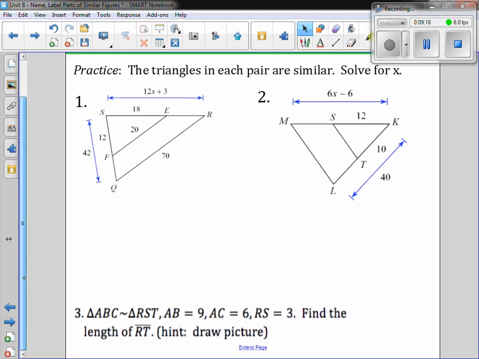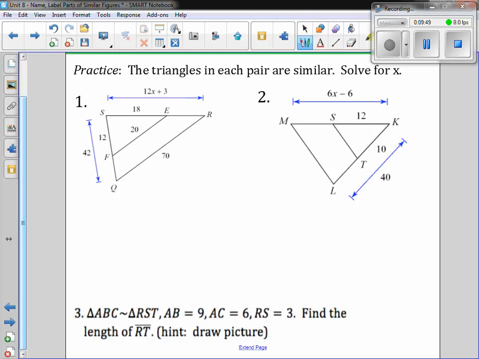Please pause the screen and try these problems on your own. Now that you've had time to try these problems on your own, I'm going to work through them to make sure that you understand how to solve them.